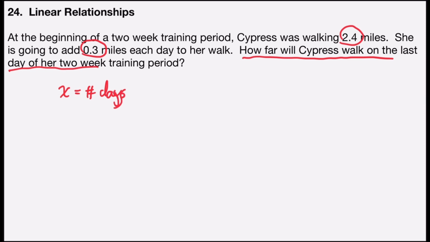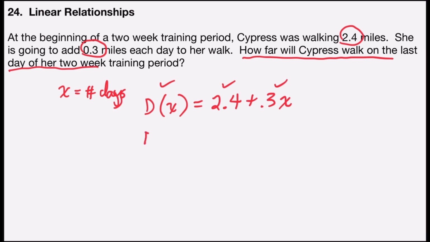So I have the distance at any day, d of x, would be equal to the start value, 2.4, plus 0.3 times the number of days, which is the rate of change. So the distance, d of x, is equal to the start value of 2.4 miles, plus the rate of change of 0.3 of a mile per day.